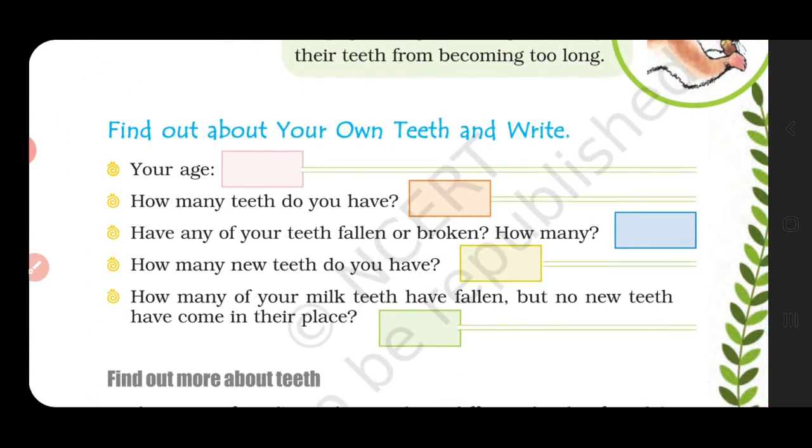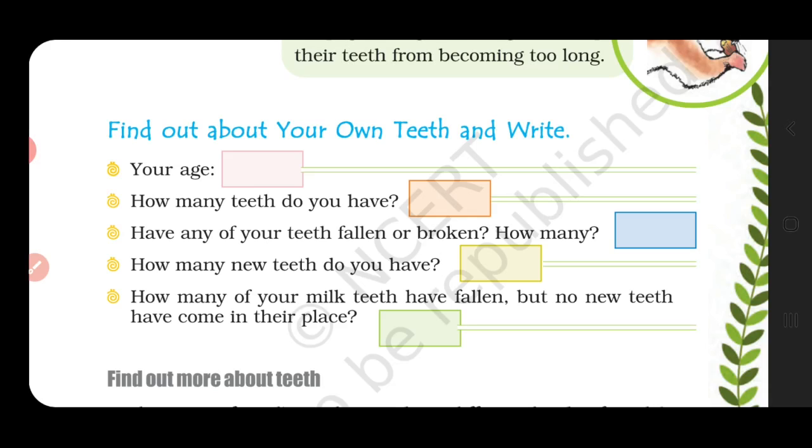Now you are going to write about your teeth. Okay, first of all, you are going to write your age. What is your age? You have to mention it. And next, how many teeth do you have? You have to count your teeth and write it. Okay, have any of your teeth fallen or broken? How many? If any of your teeth have fallen or else broken, some teeth you will have that are halfway broken, no? Likewise, if it is there, you have to mention it. And how many teeth it is, okay?